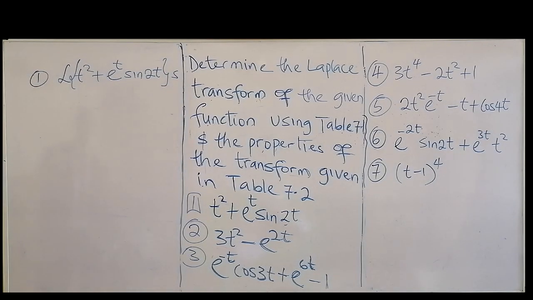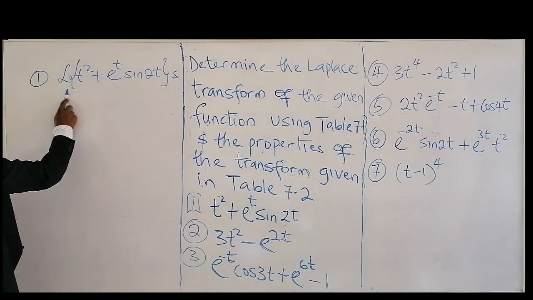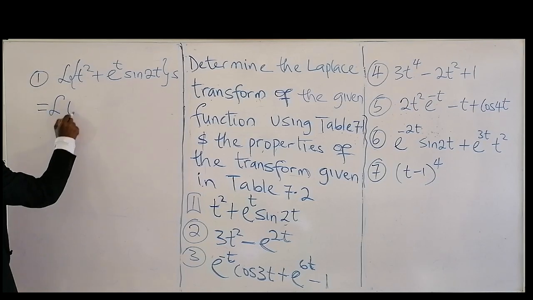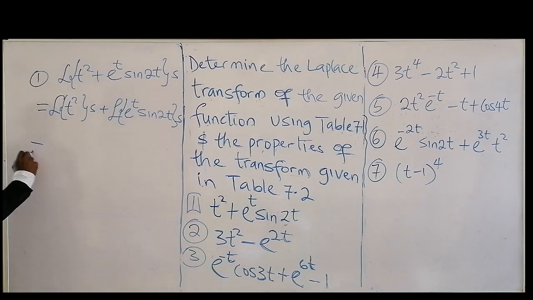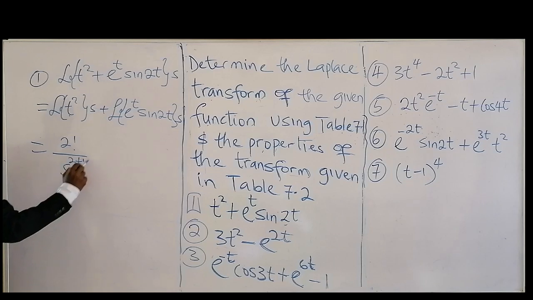Okay, once you write the Laplace, you put the x domain after the question. We have the Laplace of a sum of functions. The Laplace of a sum of functions will be equal to what? The Laplace of each of those functions. Okay? And then the Laplace of t squared will be 2 factorial over x to the power 2 plus 1.